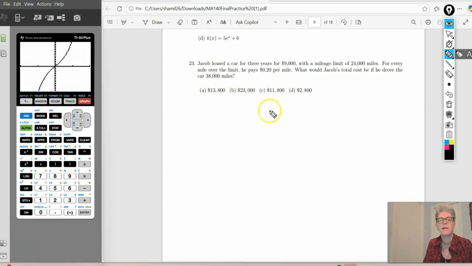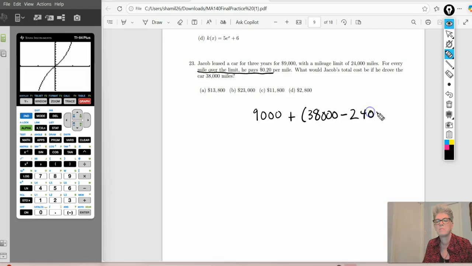All right. Well, he's got to pay 9 grand. And it's got a mileage limit of 24,000 miles. So for every mile over the limit, he pays 20 cents per mile. So he's driven this thing 38,000 miles. So that's going to give me the number of miles that he went over 24,000 miles. And then for each of those miles, he's going to pay 20 cents per mile. And so I'm just going to put that in the graphing calculator. So let me get out of here.